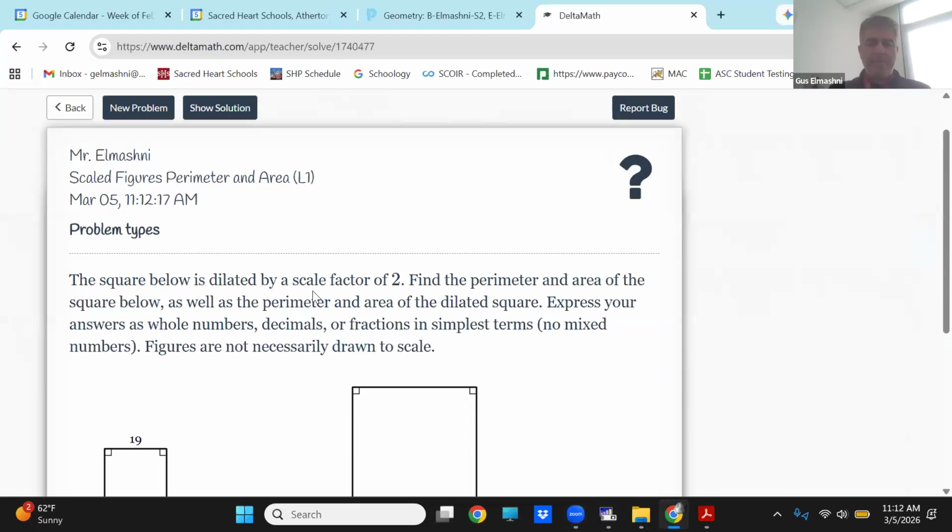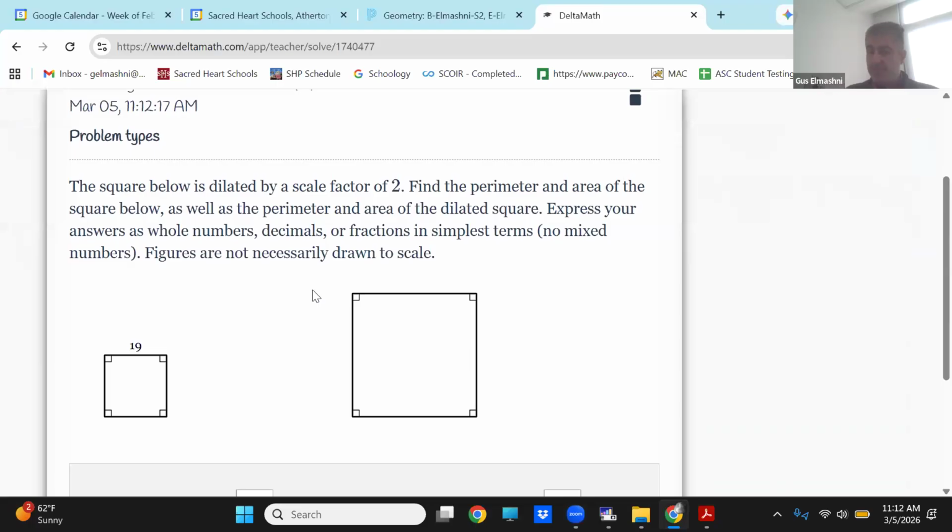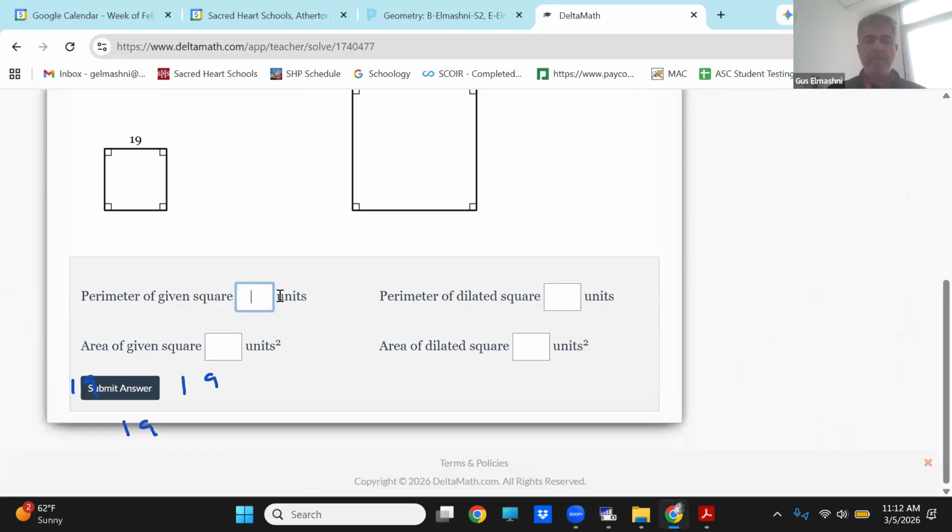So yeah, I mean, dilate just means stretched. And scale factor we talked about, if it's two, they want to know, find the perimeter and area. Well, it's a square, obviously, right? So if you have a square, we know we multiply 19 by itself to get the area, or multiply 19 by 4 to get the perimeter, or just add up all the sides. So I know for the given square, it's going to be 76.